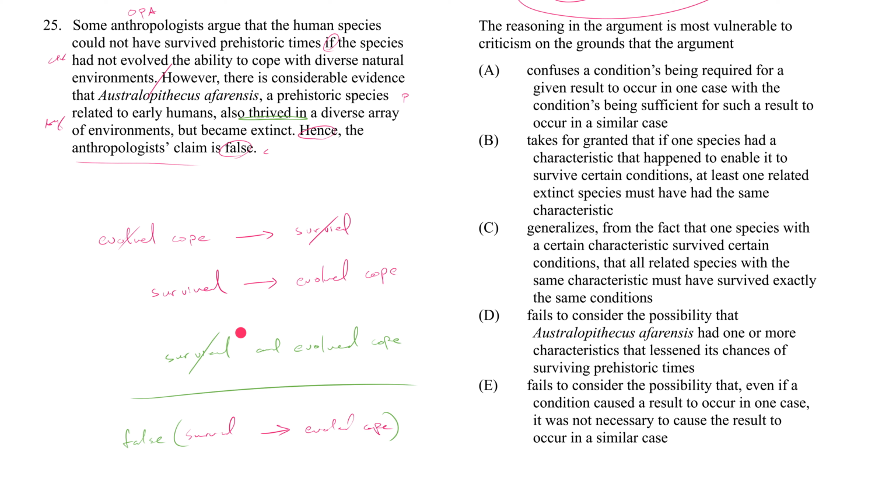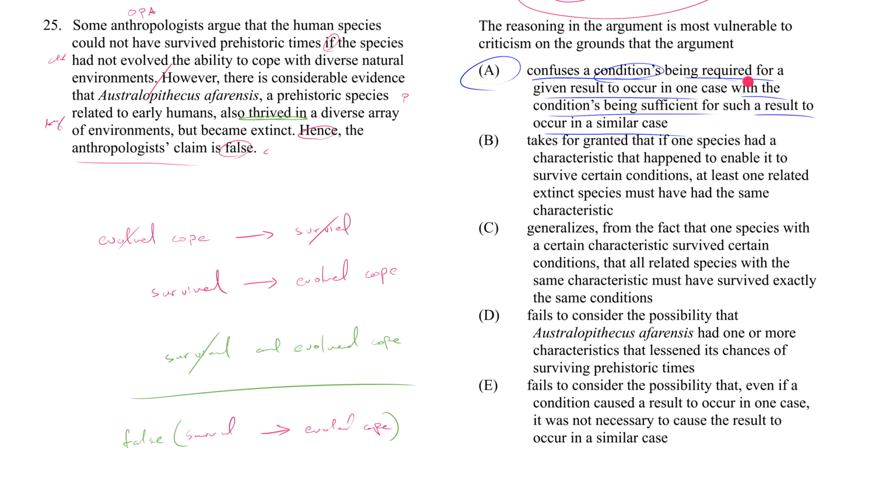This distinction between a sufficient condition and a necessary condition, right? If this basic distinction is confused, then there's nothing we can build logic on, right? So if you're able to recognize this, not only are you getting this question right, you're going to be able to get it right fast because you're going to recognize how cookie cutter this question is. The argument is vulnerable to criticism on the grounds that it confuses a condition's being required for a given result to occur in one case with a condition's being sufficient for a result to occur in a similar case.